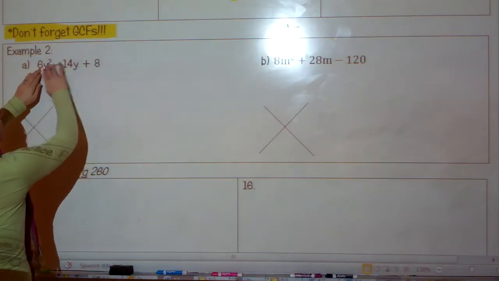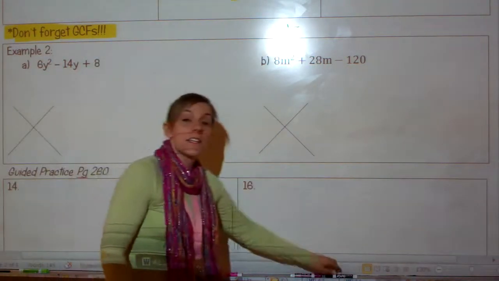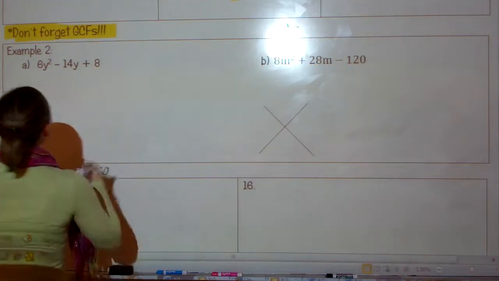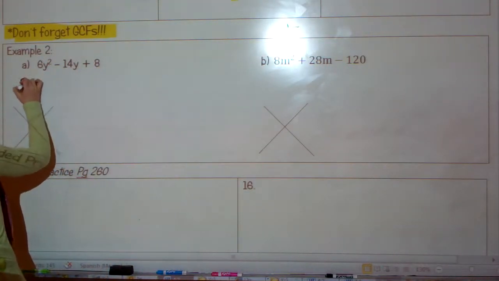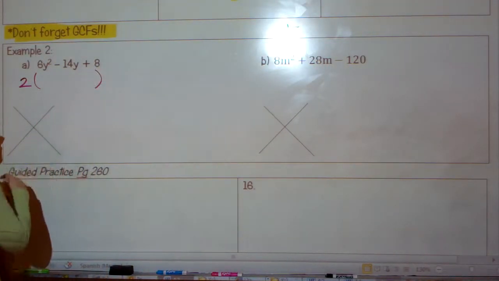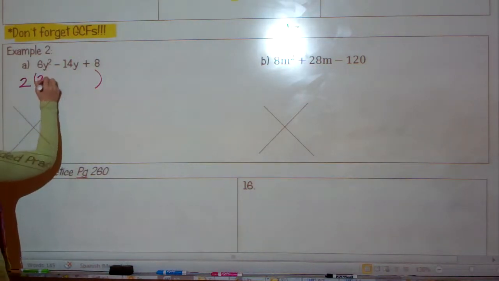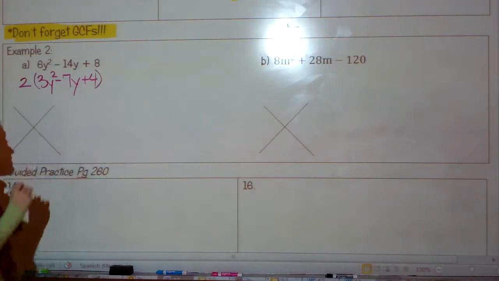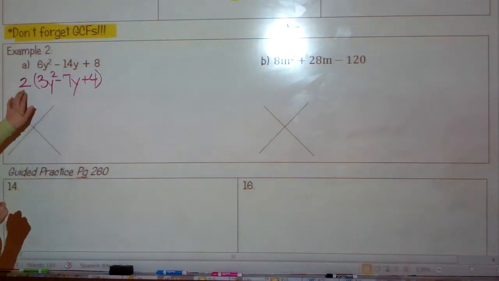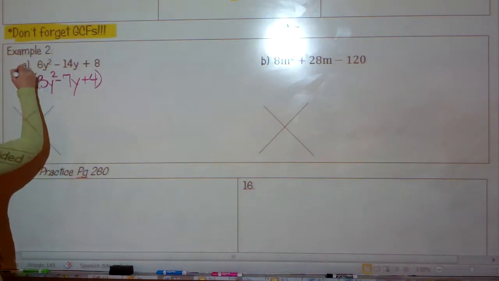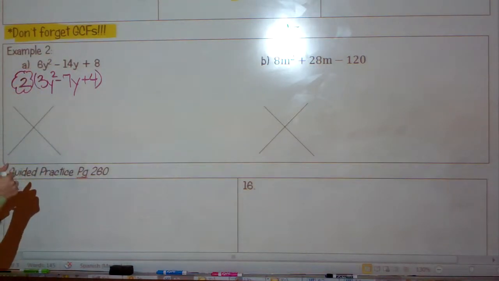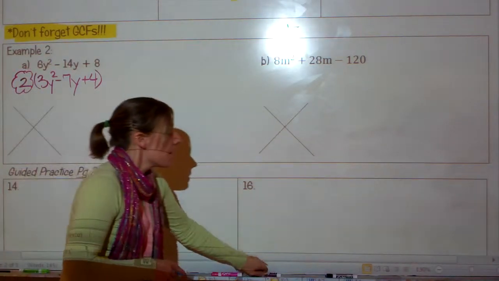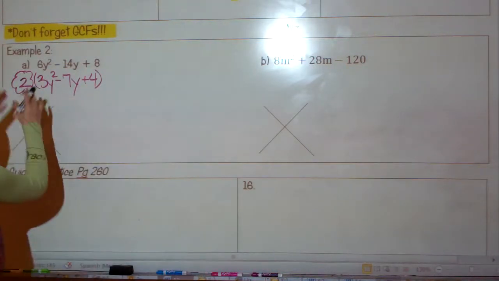So, GCF, when you look at all these numbers, what is their GCF? What can be divided out? Well, we know that that would be a 2, okay? So, divide everything by a 2, and you get 3y squared minus 7y plus 4 instead. So a 2 is going to be a part of your answer. Don't forget about that. That is going to be a part of the final answer, but it's not going to be a part of what we factor.